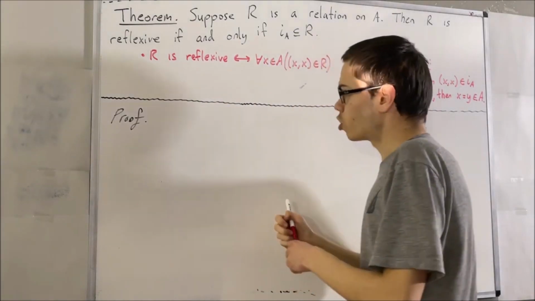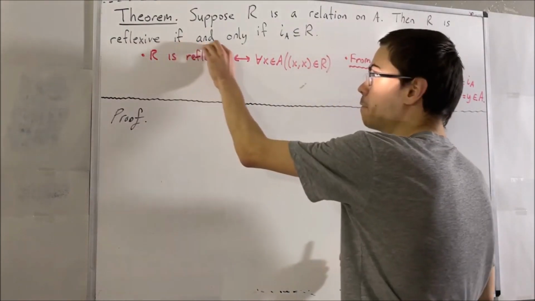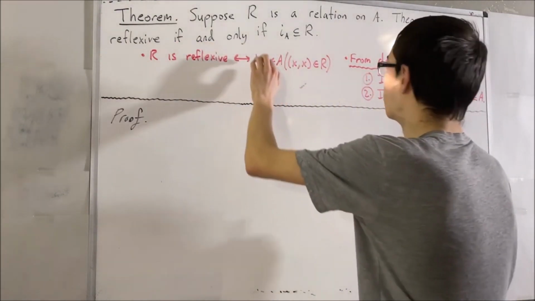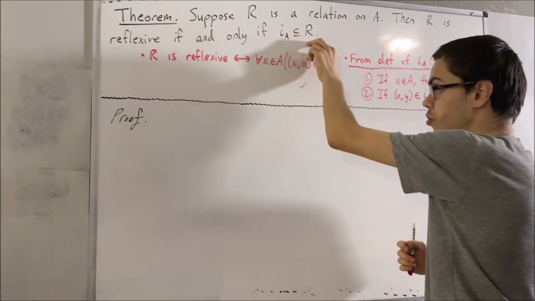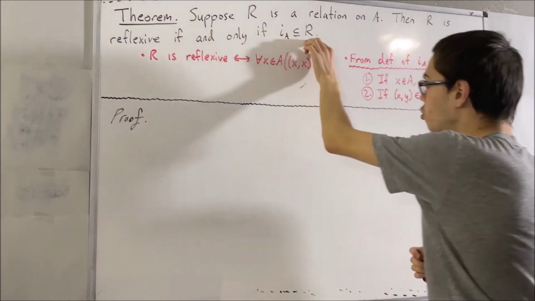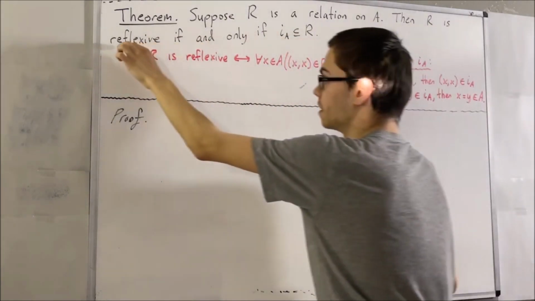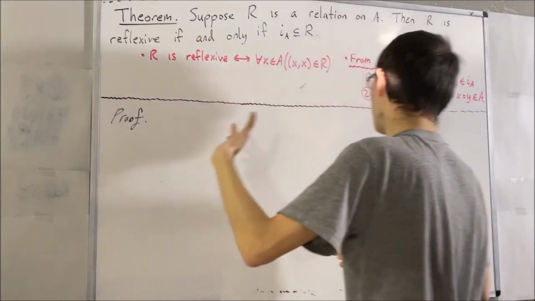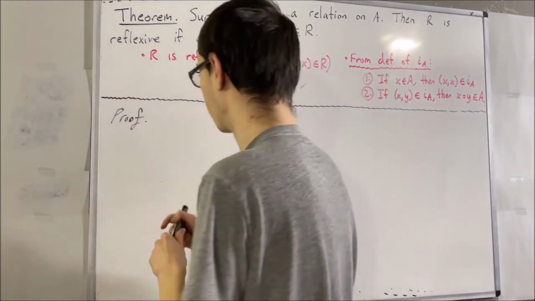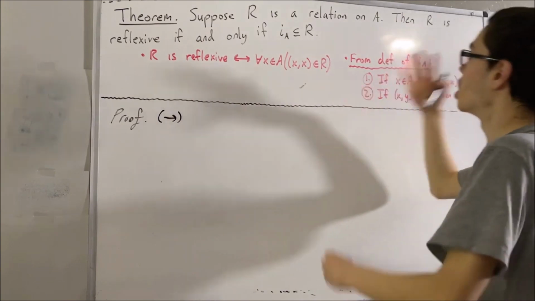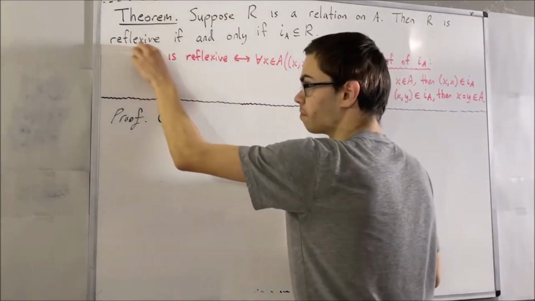Now, we're trying to prove a statement containing if and only if, which means we want to prove that if this is true, then this is true. And if this is true, then this is true. Let's start by proving if this is true, then this is true. To do so, assume this is true.